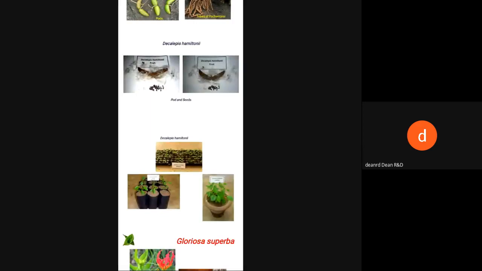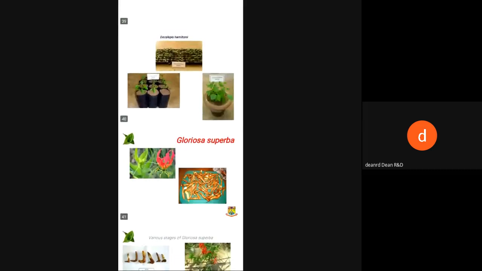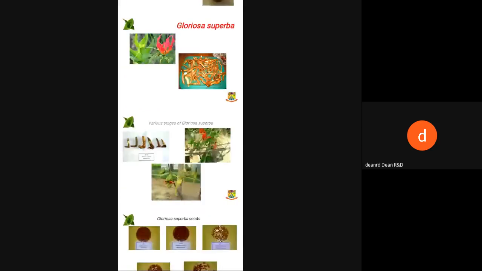These are the seedlings we have germinated in our laboratory condition, I mean the greenhouse conditions, and again we attempted to grow them in the tubs of cement pots in our university garden. Then next one is we can go to the Gloriosa superba, which is called Kanvali Kizhangu in Tamil.